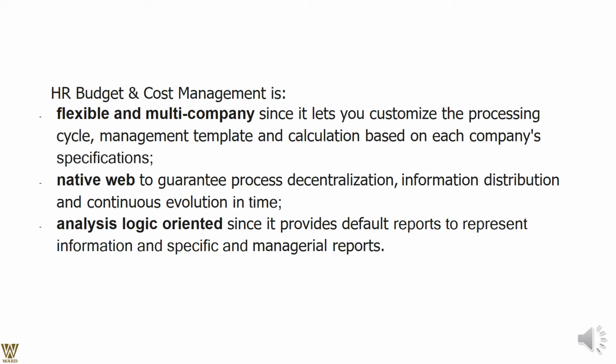So, what does the software need to have? What are the essential qualities that the software has to have for HR budgeting and cost management? Remember, in case you do not have a software or you do not intend to go for a software requisition, you can always incorporate this in your manual system also. You should be flexible. Remember, a budget needs to be flexible. It cannot be rigid. It should let you customize the process cycle, the management template, and based on the company's requirement, what are the various specifications that you need to follow.